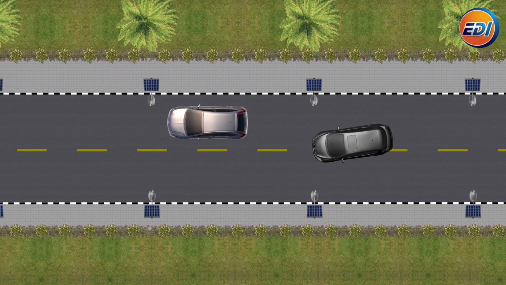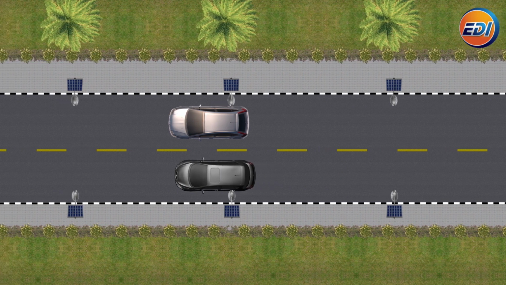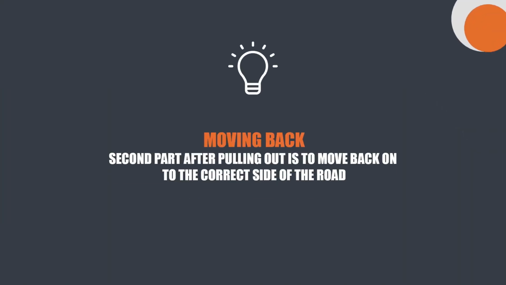Look ahead again and change the lane progressively. Maintain safe space from the vehicle being overtaken. Motorists must move faster than the vehicle they are overtaking. Moving back. The second part after pulling out is to move back onto the correct side of the road. This can be done by doing the following procedure.